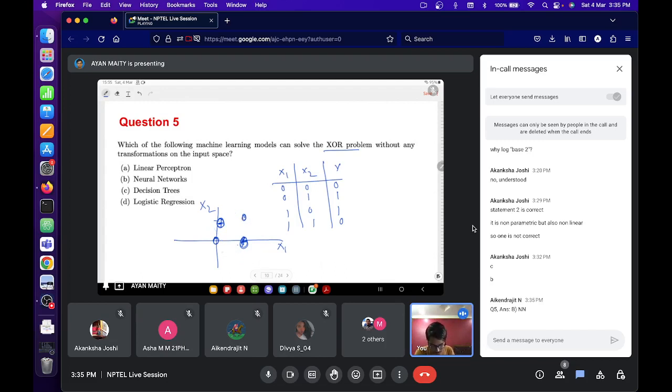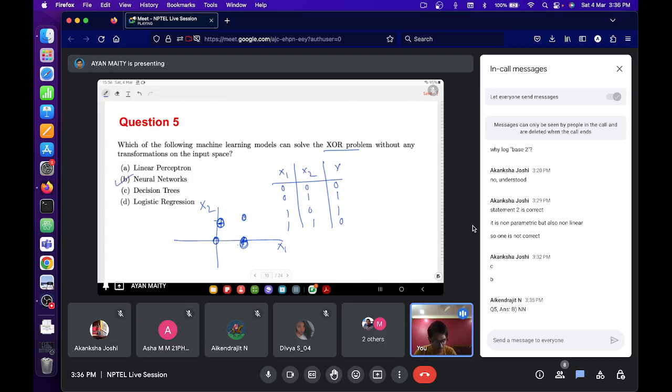If we see these four options, the first one, linear perceptron, is a linear separator, so you cannot use that. A neural network can be used for separating non-linearly separable data points as well, using hidden layers, hidden units, and activation functions. You can use all these things to get a non-linear decision boundary. So neural networks are one of the answers. It can solve this problem.